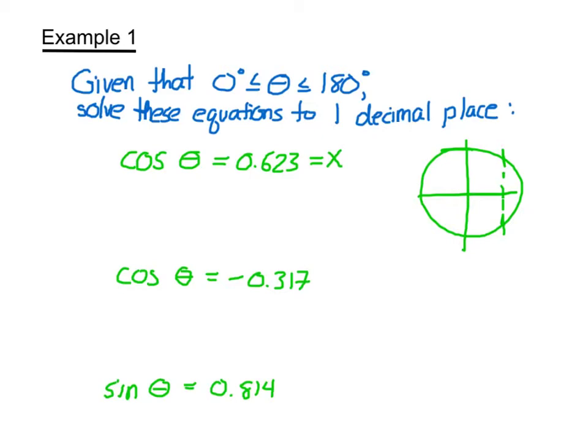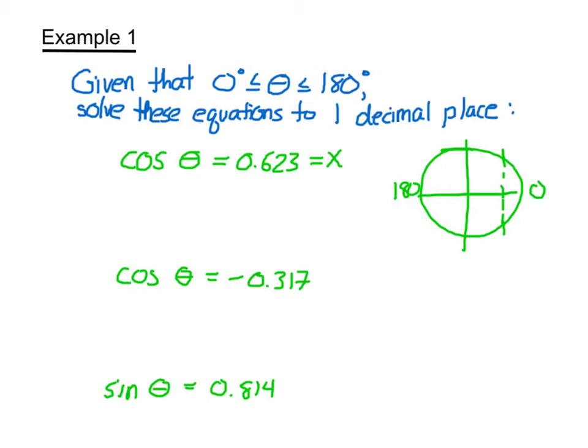However, it's given that theta must be between 0 and 180 degrees, which is only the top half of the unit circle. So I'm really interested in this value right here and not this one just yet. That tells me that my answer should be somewhere between 0 and 90 degrees.